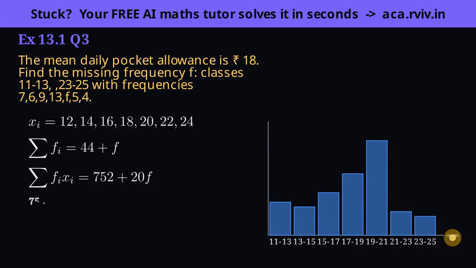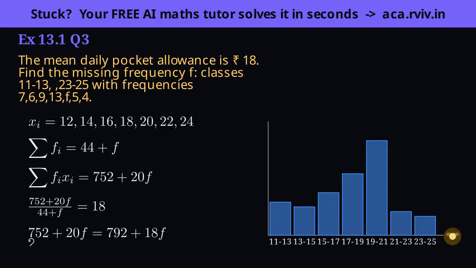Set the mean formula equal to the given 18. This is the whole trick. A known mean turns the definition into one equation in f. Cross-multiply to clear the fraction. We can do this safely because both sides are just equal quantities. 18 times the denominator equals the numerator.